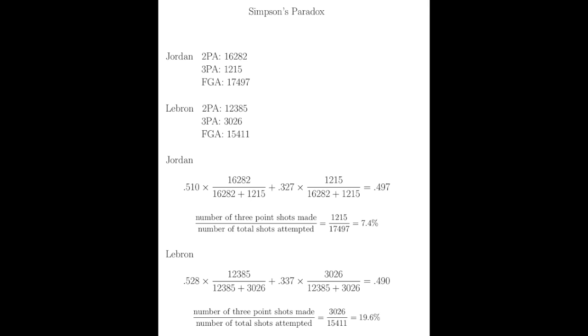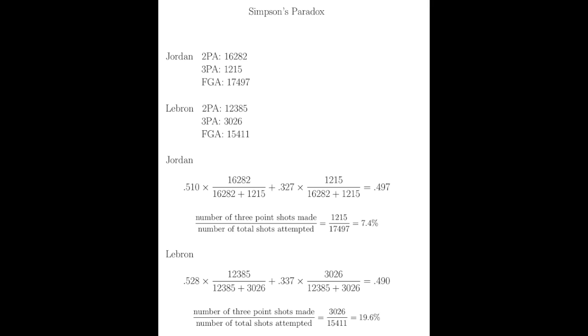In Jordan's case, we can calculate his field goal percentage by weighing his two-point percentage and three-point percentage. Take his shooting percentage for two-pointers, 51%, and multiply by the percentage of two-pointers he takes. Then add this to his shooting percentage for three-pointers, 32.7%, and multiply by the percentage of three-pointers he takes. Now do the exact same thing for LeBron. You can see that Jordan's 51% shooting is weighted much more heavily than his 32.7% shooting. Relative to Jordan, LeBron's 52.8% shooting percentage for twos is weighted much less heavily.